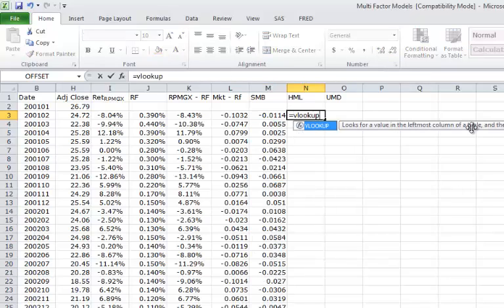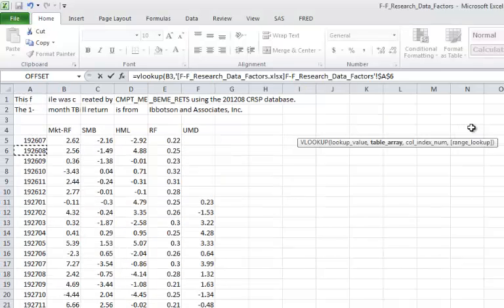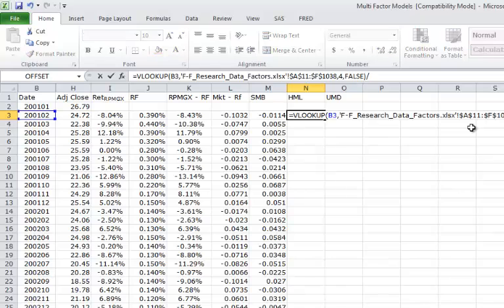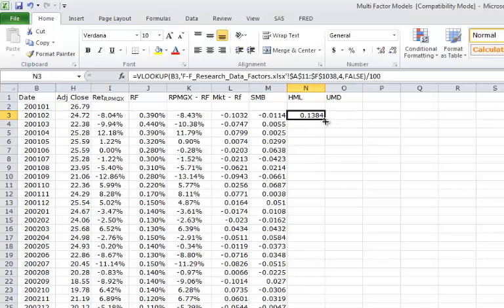HML, same thing, VLOOKUP. And I don't care if you want to copy and paste. I'm just redoing the formula so you'll see it again. We're looking up that date on this page right here. But this time we're going to want the fourth column. And divide by 100 and send it on down.